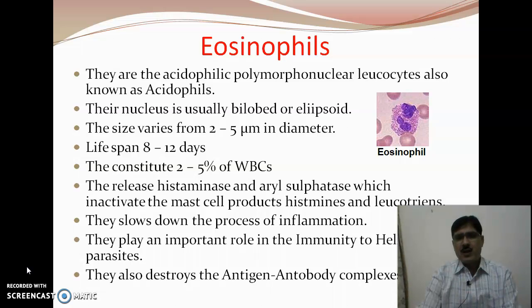They release histaminase and arylsulfatase, which are enzymes that inactivate the mast cell products histamines and leukotrienes. They slow down the process of inflammation, meaning they are antagonistic to the mast cells. They play an important role in immunity to helminth parasites, or worms. They also destroy the antigen-antibody complexes.